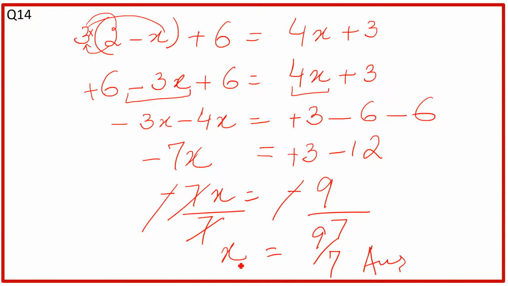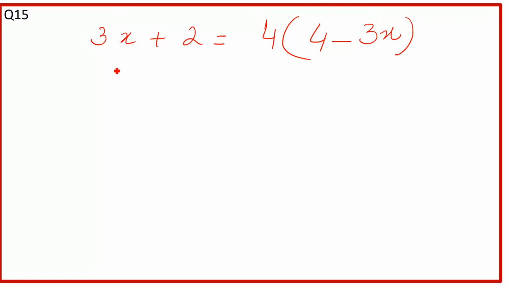So see, we have x is equal to 9 over 7, which means this is a linear equation. If you want to check whether your answer is correct or not, put the value of this x in this equation. Both sides should be equal. And this is the right answer.